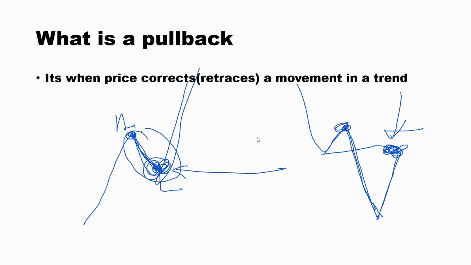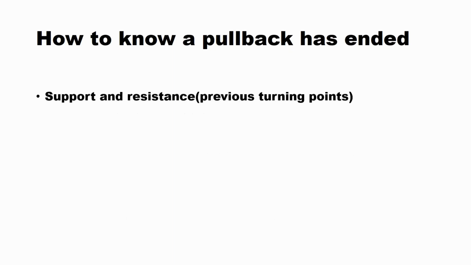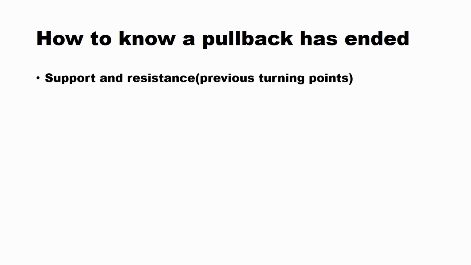So now, how do we know a pullback has ended? There are some aspects that you are supposed to look out for that will tell you, or give you an indication, that a pullback has ended. And the first one is support and resistance, or what one can just look at as the previous turning points.